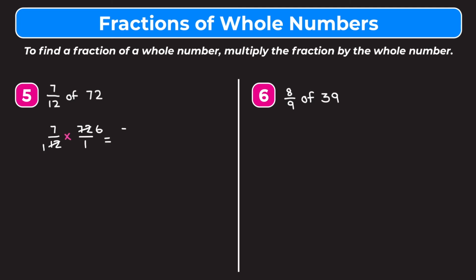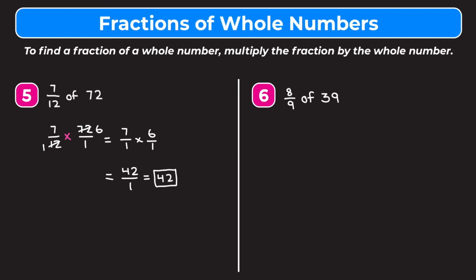So now it's really like we're multiplying 7 over 1 times 6 over 1, and we're going to multiply straight across. 7 times 6 gives us 42 on the top, 1 times 1 gives us 1 on the bottom, and 42 over 1 is just equal to 42.